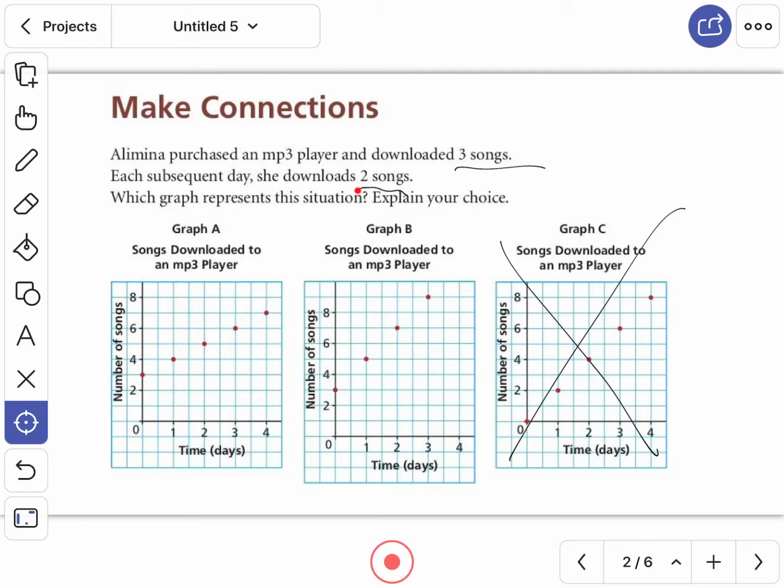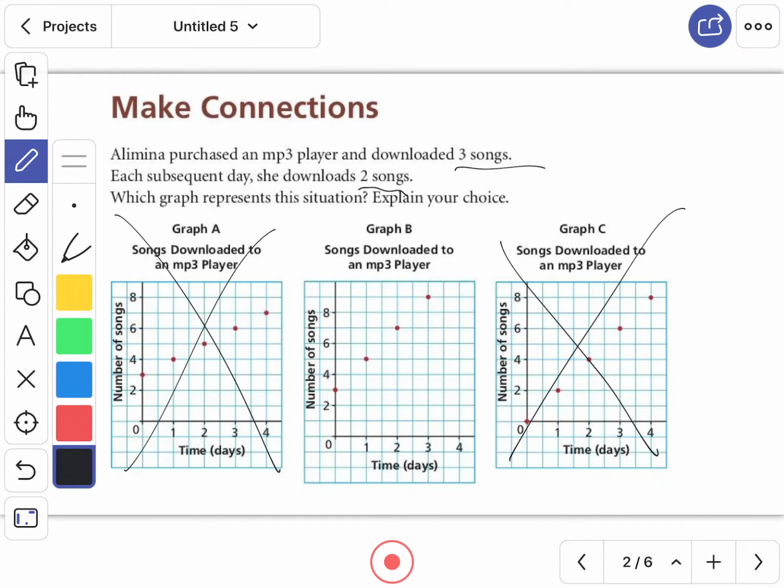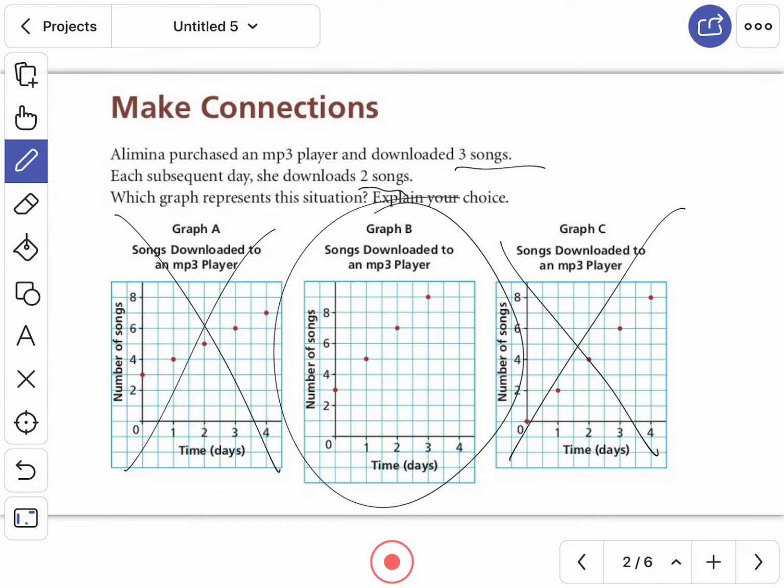Then each day she downloads 2 more songs. So on day 1, she should have a total of 5 songs. Here we only have 4. It went up by 1 song each day. In this case, we have 3 songs on day 0 to start, and the next day she's downloaded 2 more songs. We're at 5. Then 2 more songs and 2 more songs. So graph B is the best representation of this situation.